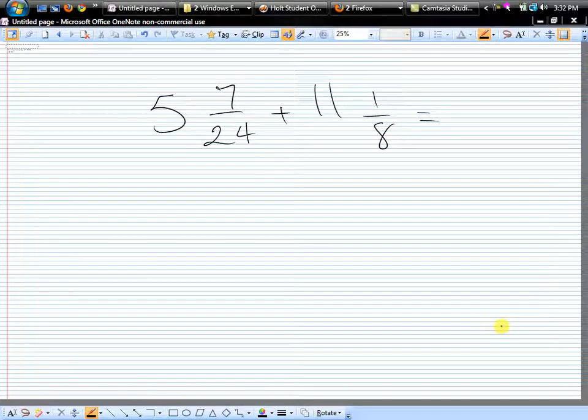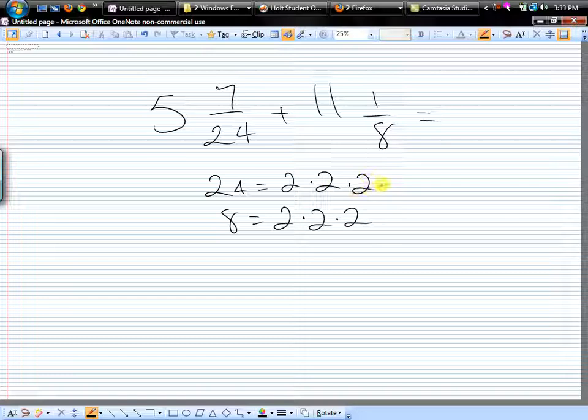Okay, now we have an example where we're adding two fractions, or rather two mixed numbers with different denominators, and they're not both prime numbers. So we're not exactly sure what they have in common. So let's do some work to find our least common denominator. We'll represent 24 and 8 as products of prime factors, or do the prime factorization. So we have 2 times 2 times 2 for 8, and 2 times 2 times 2 times 3 for 24. So our least common denominator is 2 times 2 times 2 times 3, which is 24.